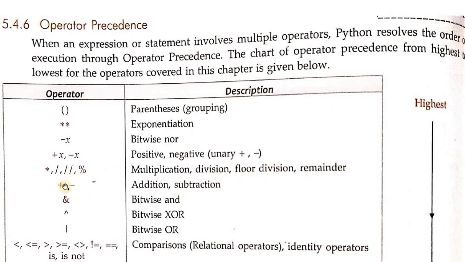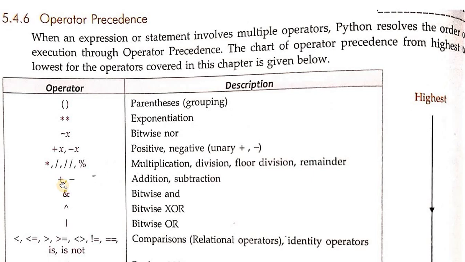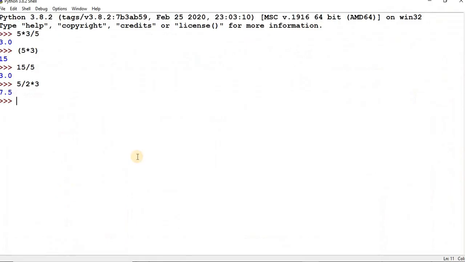Now the next priority of arithmetic operators is plus and minus, meaning addition and subtraction. Look at the operators: the ones above have more priority than these two, addition and subtraction. So if there is the asterisk, the multiplication operator, and the addition operator, the multiplication operator will be evaluated first, and then the addition will execute. I'll show you with an example.